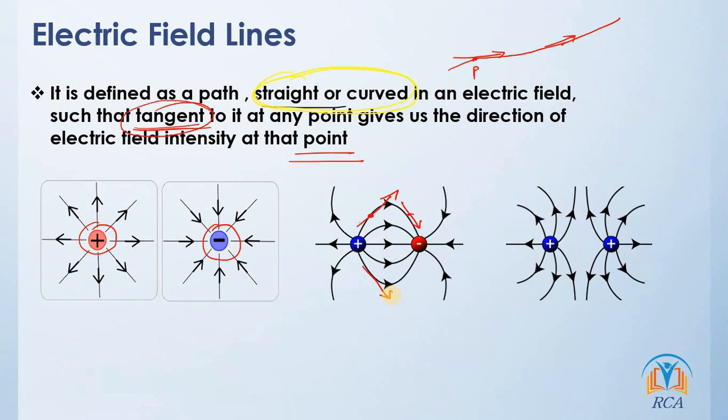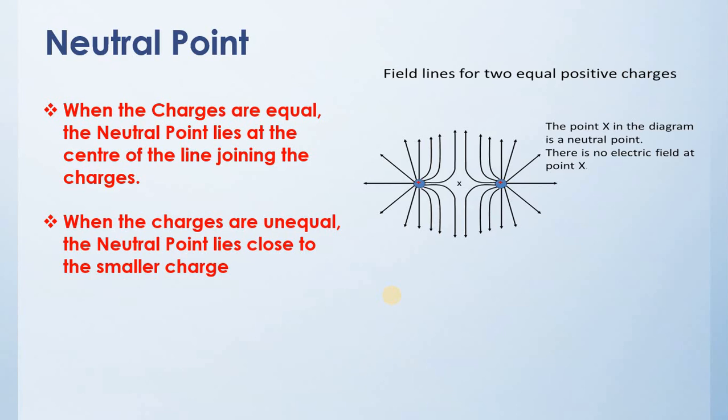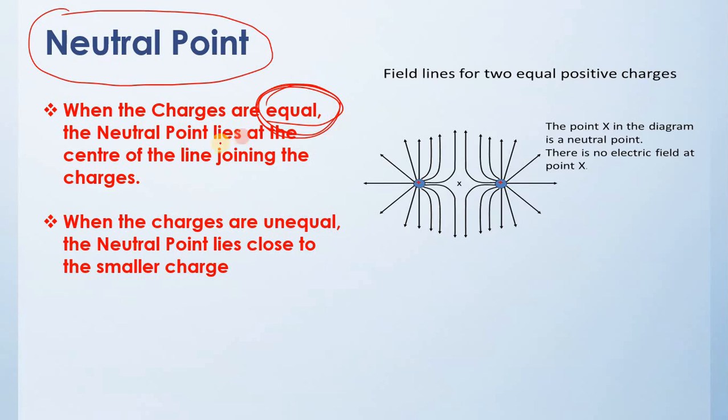There is one more thing that needs to be understood in this, which is a neutral point. It's going to be an important concept again. What is a neutral point? We all understand neutral, right? Neutral means no effect at that particular point. So suppose there are two charges which are equal. Important thing, if there are two charges which are equal, then the neutral point lies at the center of the line joining the charges. The neutral point lies where? It lies on the center of the line joining the charges.